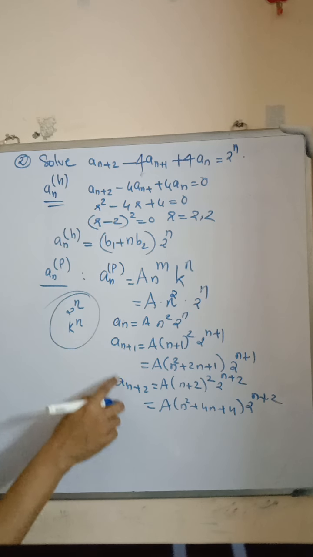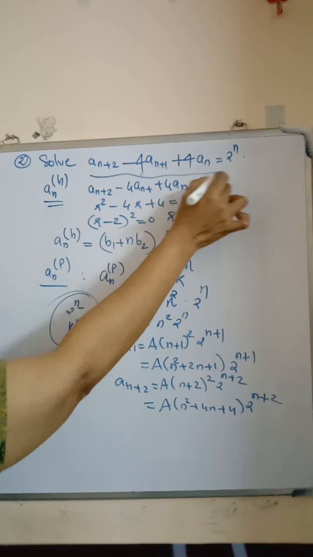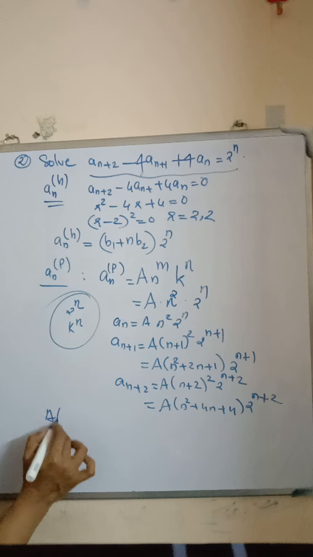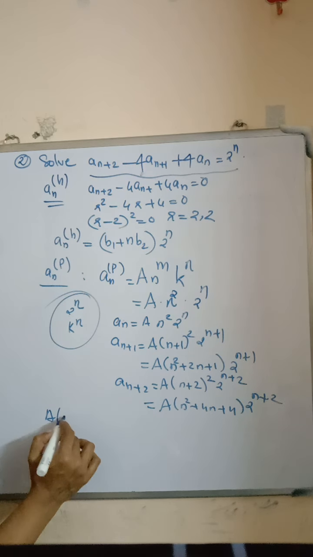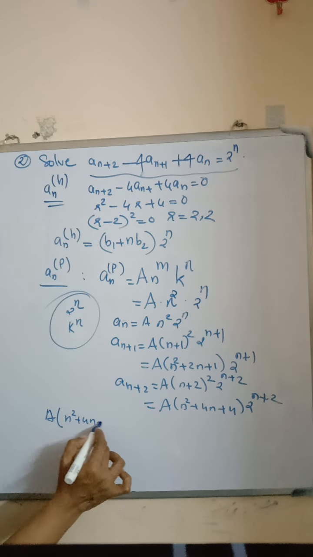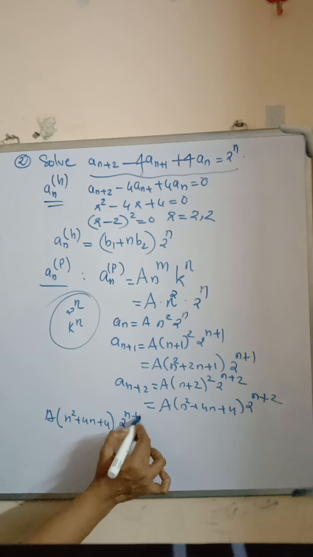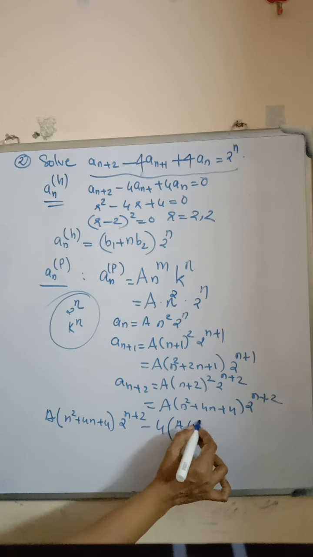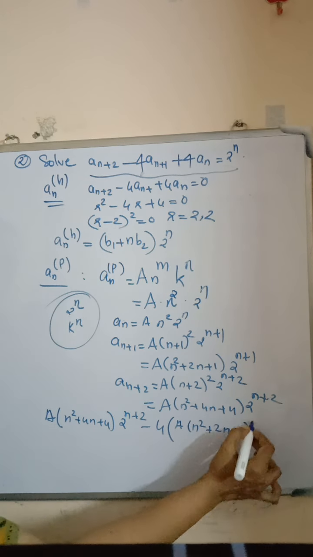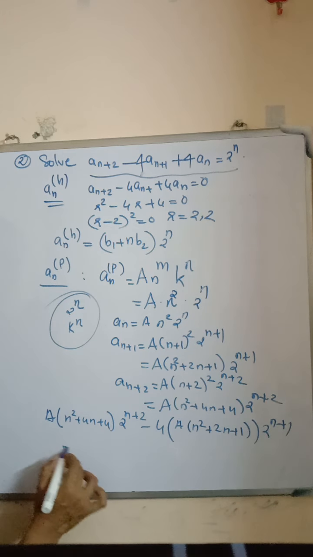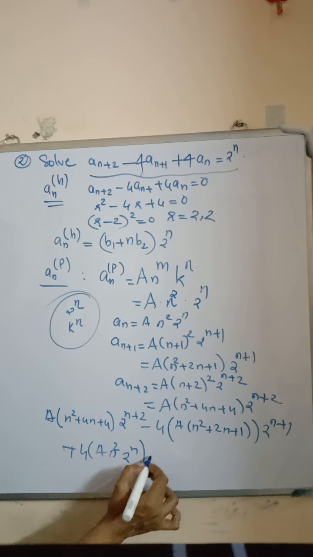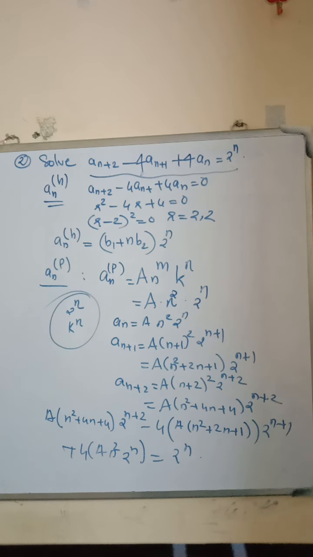Substituting these values of a n plus 2, a n plus 1, a n in the given recurrence relation, we get a into n square plus 4n plus 4 into 2 raised to n plus 2, minus 4 into a n plus 1, that is a into n square plus 2n plus 1 into 2 raised to n plus 1, plus 4 into a n, that is a n square 2 raised to n, equal to 2 raised to n.